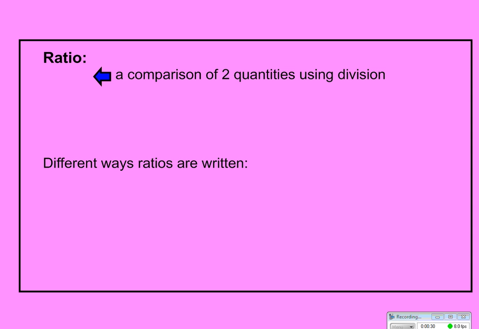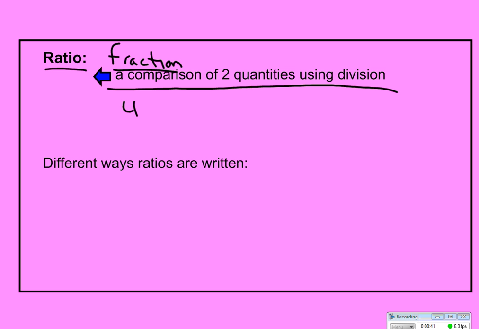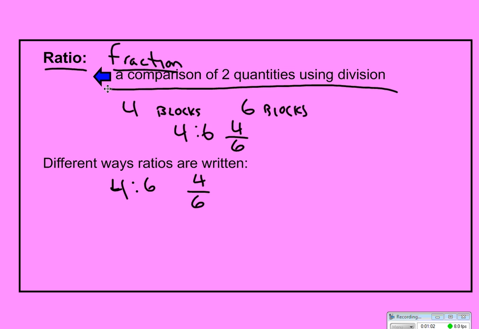So when you're looking at a comparison of two quantities using division, it's a ratio. For all intents and purposes, it is a fraction. All right. If I've got 4 blocks and my son has 6 blocks, the ratio is just 4 to 6. So there's many different ways that ratios are written. This is one of them. It's like 4 to 6. That'd be one way a ratio is written. 4 to 6 is another way that a ratio is written.